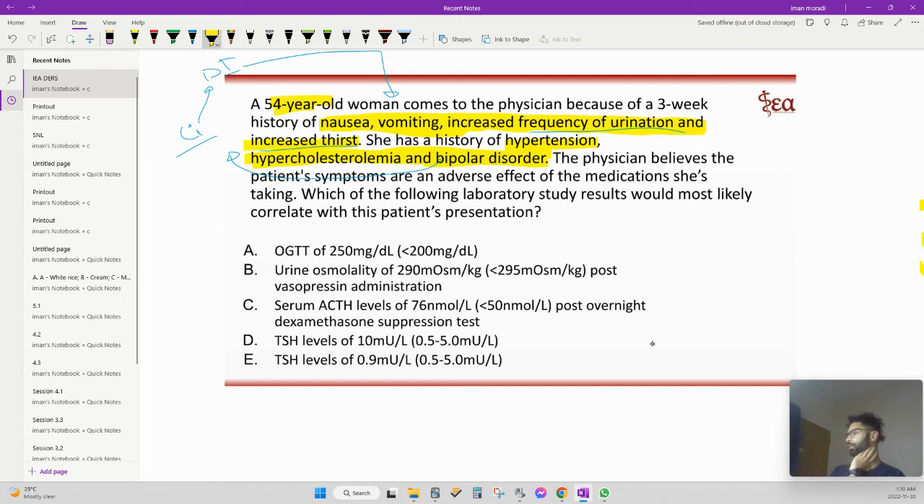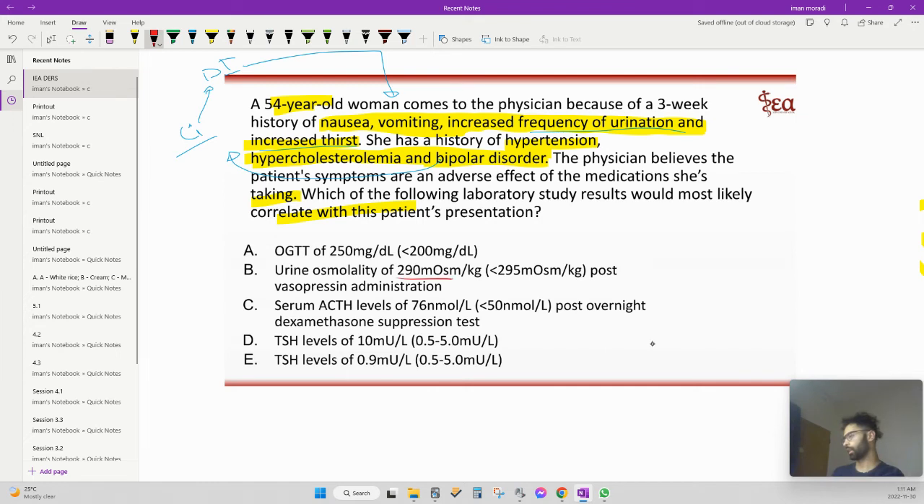But let's read on. I may be wrong. The physician believes that the woman's symptoms are adverse effects of the medication she's taking. Which of the following laboratory studies would you expect to see? Okay, OGTT of... I don't even know what OGTT is. If I don't know an answer choice, I move on to the next one. I usually never pick something I don't know.